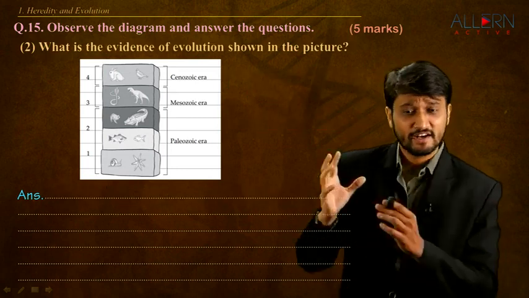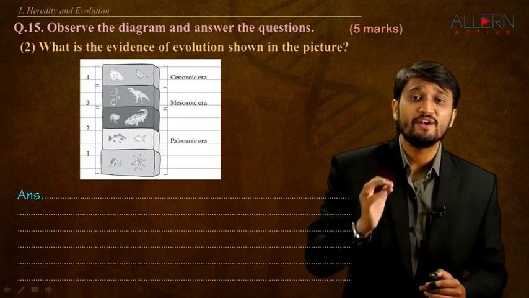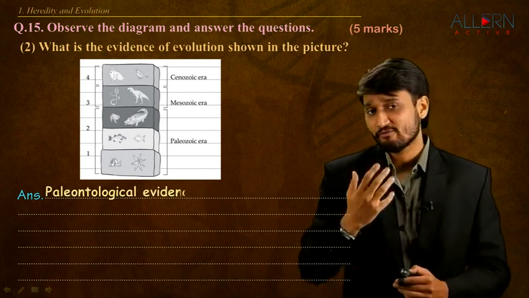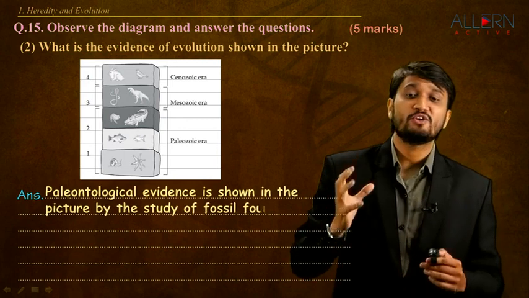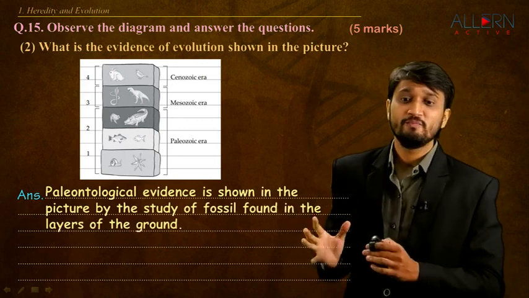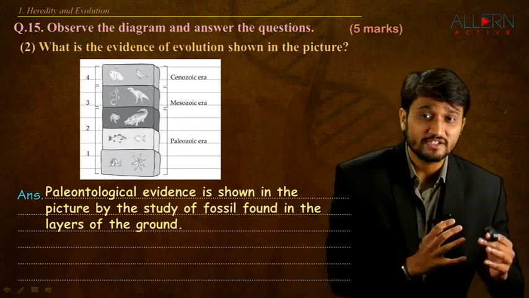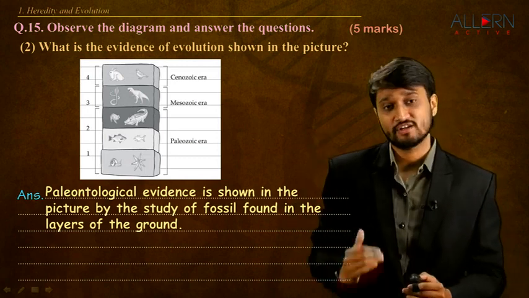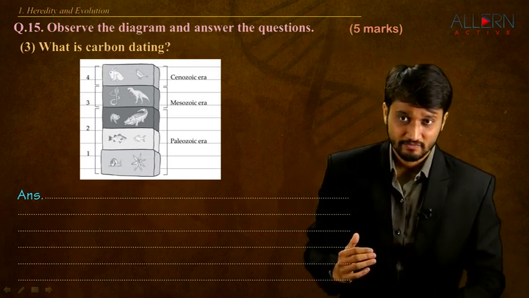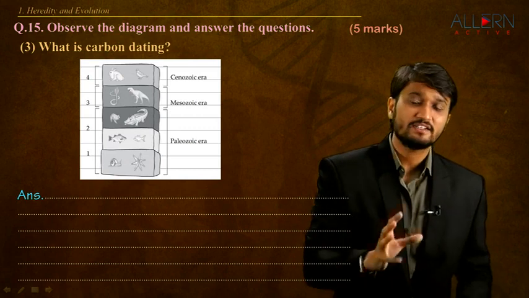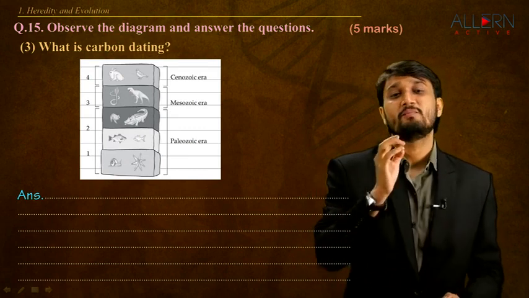Next question related to the same diagram is, what is the evidence of evolution shown in the picture? So I have already told you, it is the paleontological evidence over here that is shown, which is the study of the fossils found in the different layers of the ground, different layers of the earth, right? And finally, they ask us the third important question, what is carbon dating?